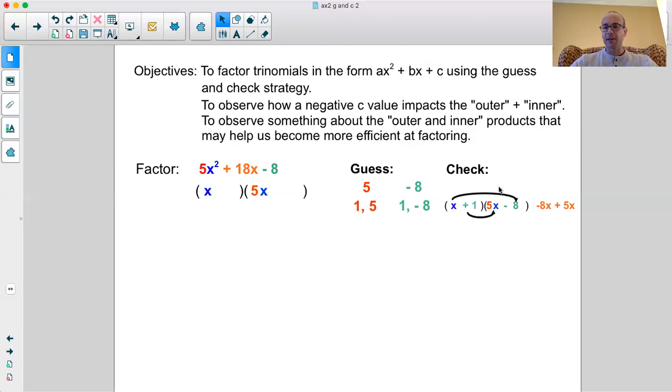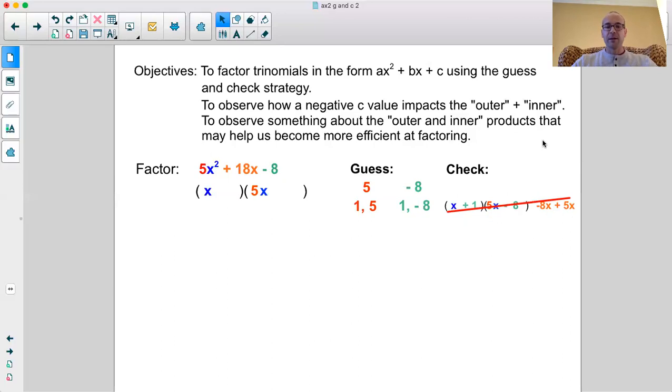We've created an outer product of negative 8x and an inner product of positive 5x. And what we've learned is that if you add those two things together and you get the middle term in the trinomial, you're good. Unfortunately, with our first guess, we weren't lucky. We ended up with a negative 3x as a sum, not a positive 18x. So we conclude that that is not the best guess. Let's not go too far, though. Let's try to be systematic. Let's think of some things we could do to tweak this.